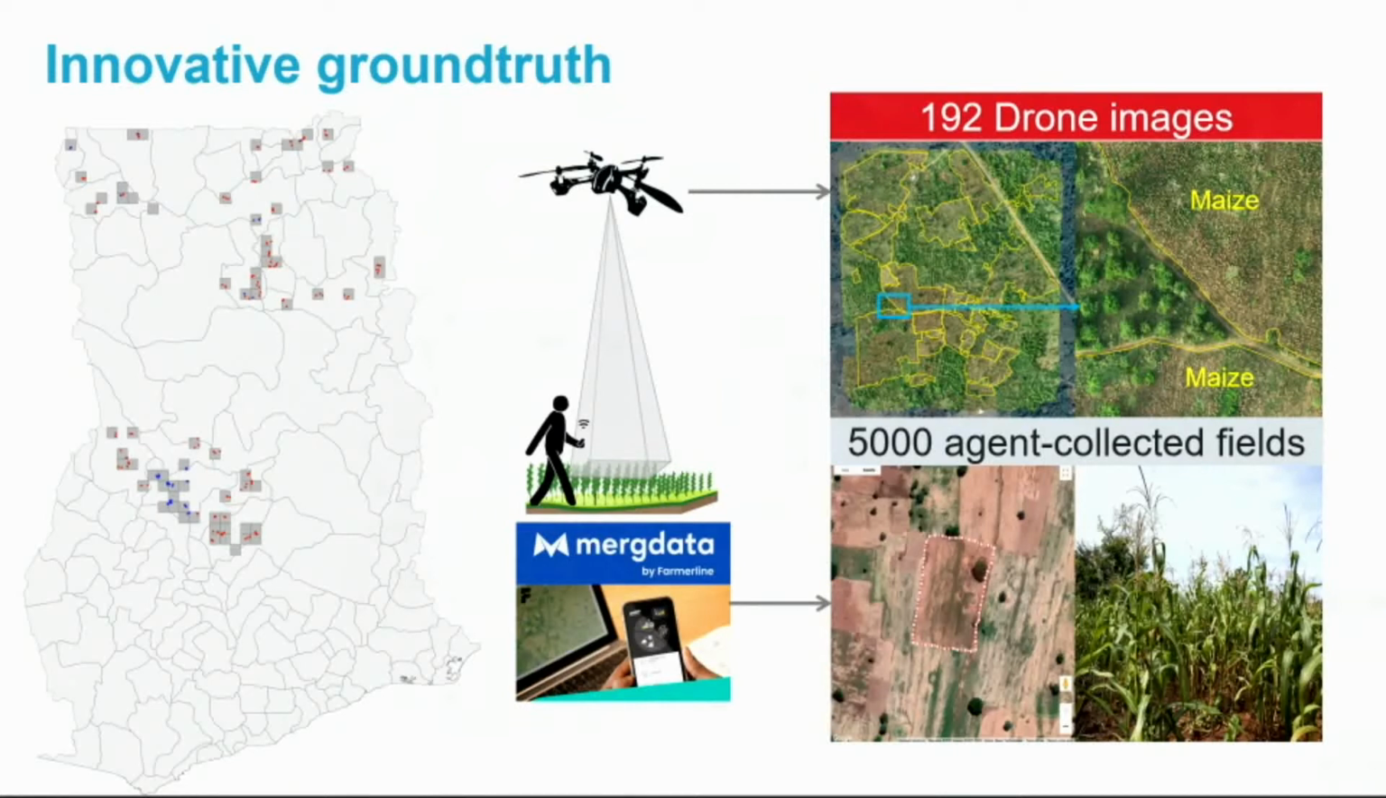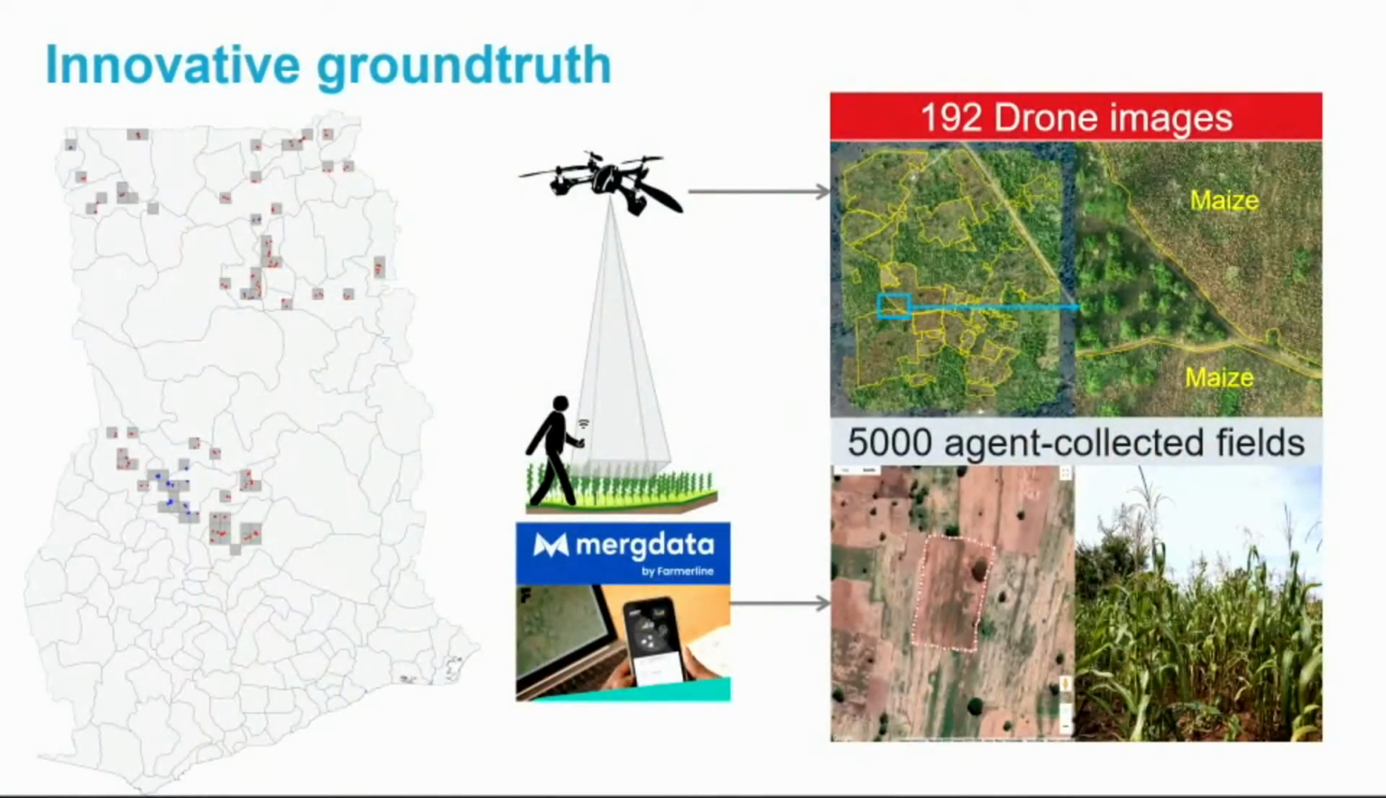On top of this, we've developed an approach for collecting samples with drone data, where we collect near-surface imagery that's got enough detail for us to recognize the crop types within them. That extends the range and reach of the data sets we can collect that provides our ground truth. In the last half of 2021, we collected 192 drone images, shown there in the blue and red points on the map in northern and central Ghana, and 5,000 fields visited by agents and their boundaries delineated.